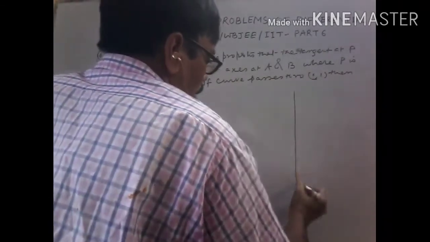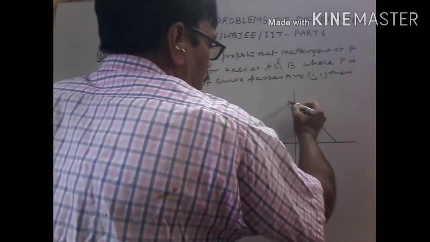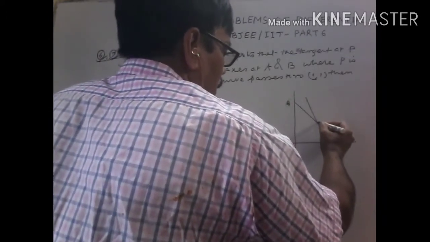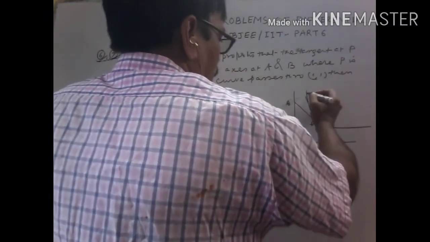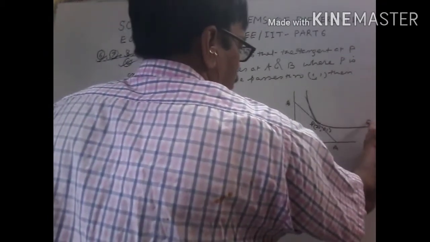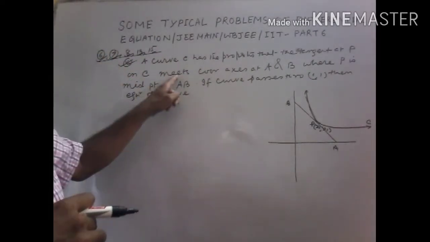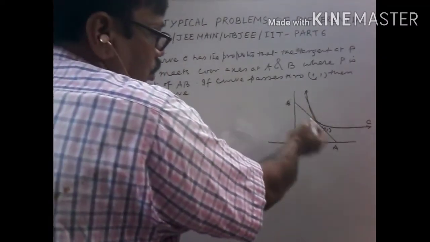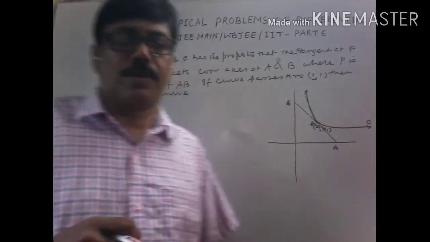So, look at the figure. This is the midpoint. P is any point, suppose (x1, y1), and this is curve C. A curve C has the property that at P on C, the tangent at P on C cuts the coordinate axes at A and B. P is the midpoint. You have to find the equation of the curve.